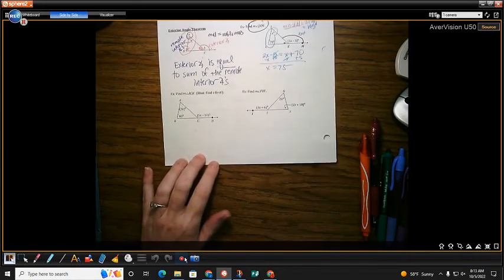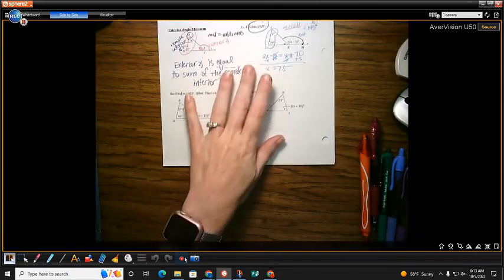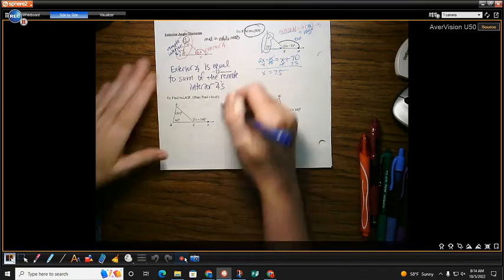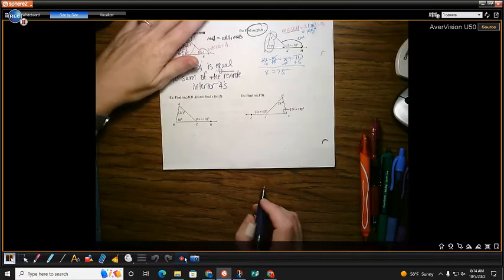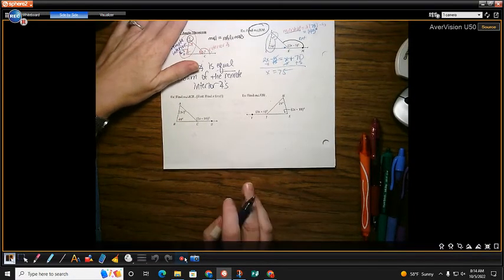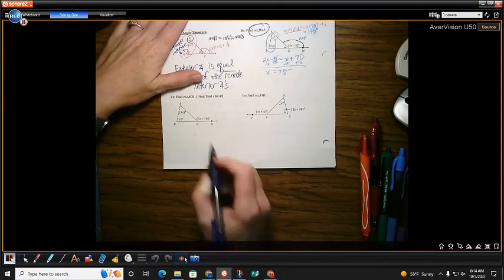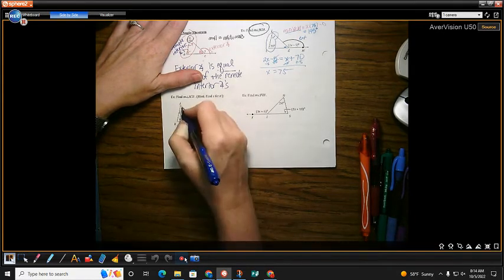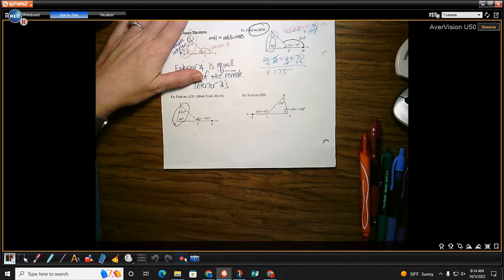Shall we try another one? Now that you've survived one? Okay. Left or right? Left. Okay, everybody says left. So over here on the left, what do you see in the picture? I see an exterior angle. Remote. Oh, like that. Do I have both of the remote interiors? Yes. I can make an equation out of this.